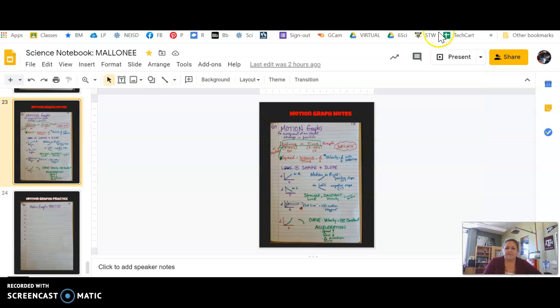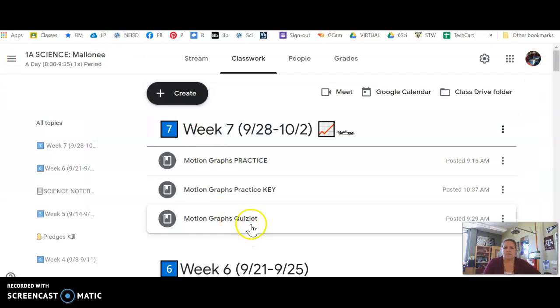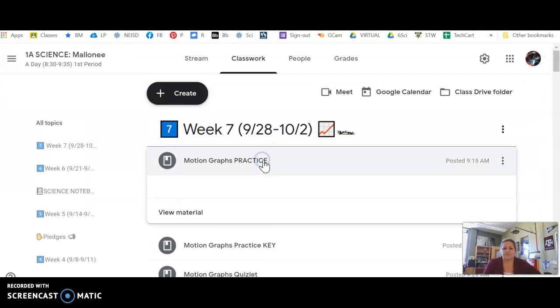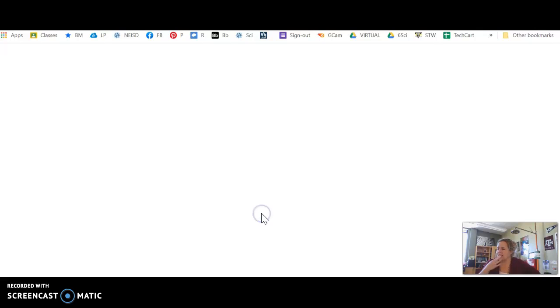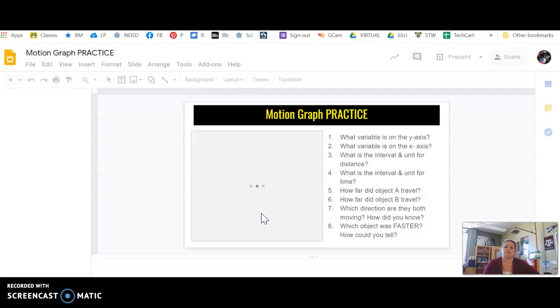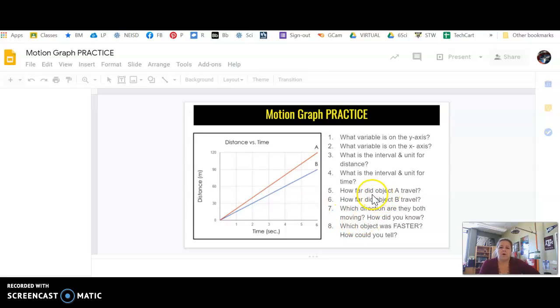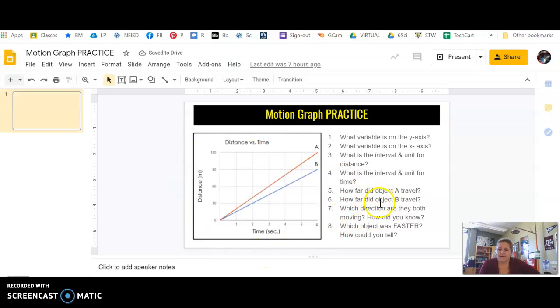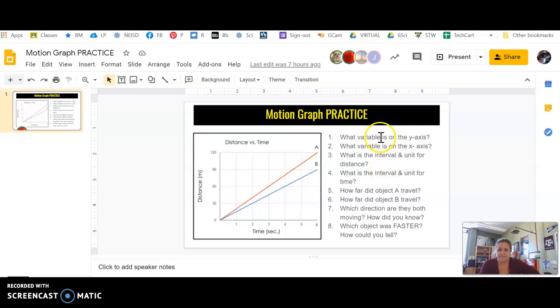When you have your notes done, you'll go here in Classroom and do the motion graphs practice, which is what the second page was that you made in your science notebook. So there's a quick 8 questions over this graph. All right, so most of them are pretty straightforward. Do not forget you have other notes from the past to use, like the variables. You have variables notes. When it's asking about the intervals for time and unit, don't freeze and panic.